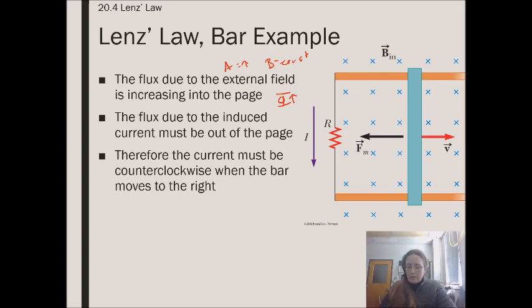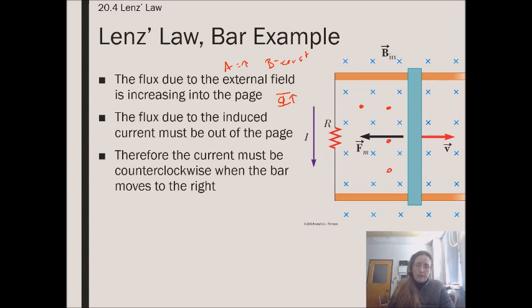And the induced magnetic field will want to oppose that change. So since it's enclosing more and more magnetic field lines, because the area is getting bigger, it's going to want to oppose that change by making a magnetic field in the opposite direction.